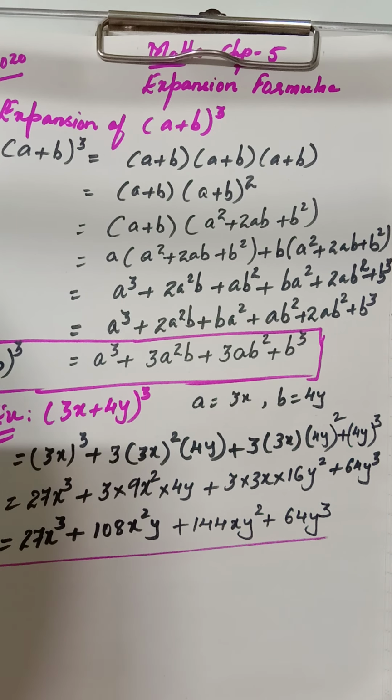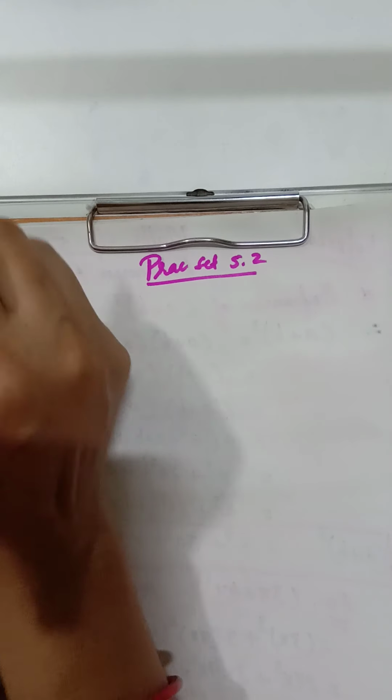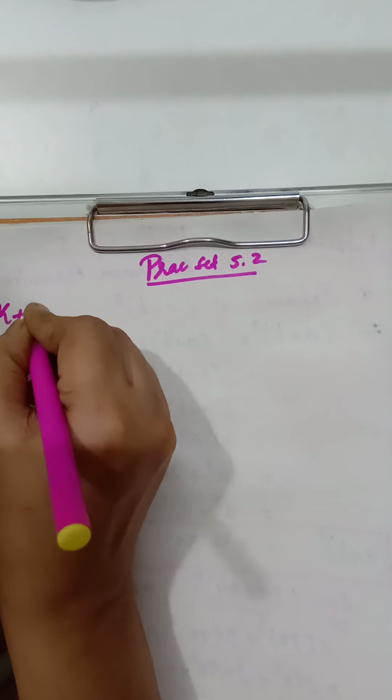Okay students, I hope you have understood. Now let's start with practice set 5.2 children. Now first expand, first question is k plus 4 the whole cube, k plus 4 the whole cube. Okay, k plus 4 the whole cube.